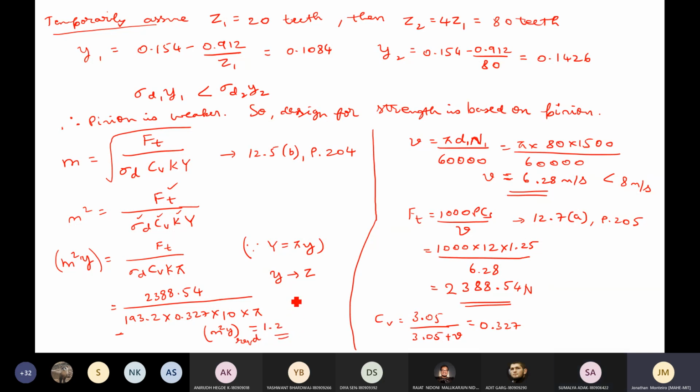I don't have the value here. Anyway, 1.2. Fine. 193.2 I have used. Yes. So m square y required is 1.2. Now the iteration will be between m and y. In earlier cases, we did the iteration between m and CV, or changing the diameter itself. Now the diameter is set, so now we can go for those iterations.